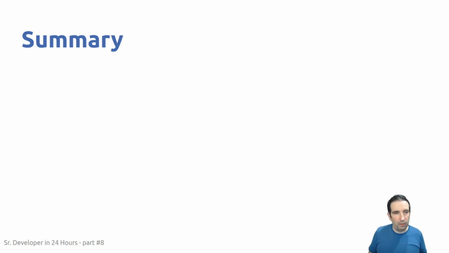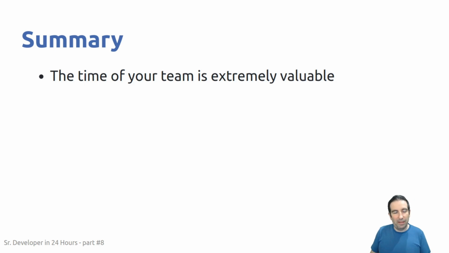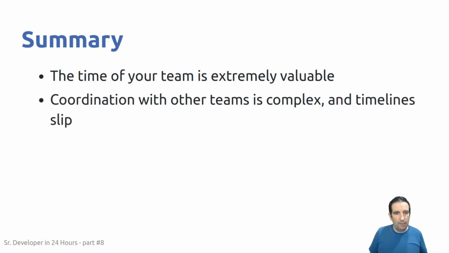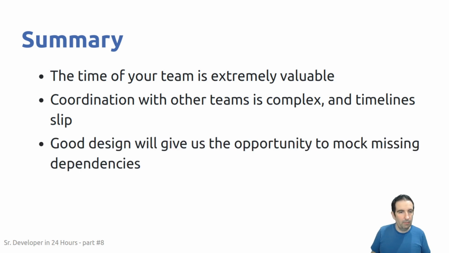So just a quick summary from what we've seen today. The time of your team is extremely valuable. Coordination with other teams is complex and timelines slip. This is unavoidable. We have to deal with it. That is part of our mission. That is part of our role as a senior software developer. Good design is critical because good design is going to give us the opportunity to identify the dependencies, and it's going to give us the opportunity to mock the missing dependencies, to figure out how to work around all of those things.